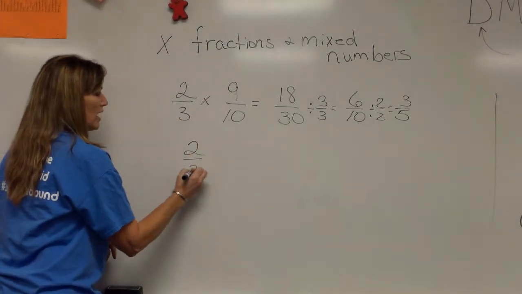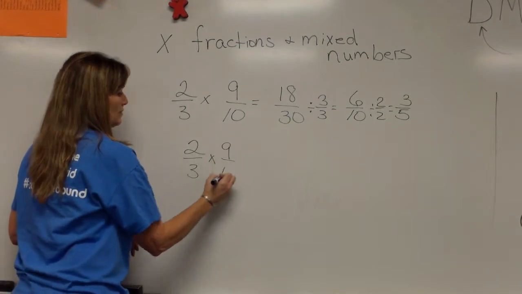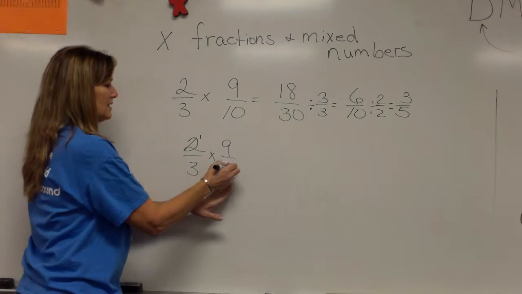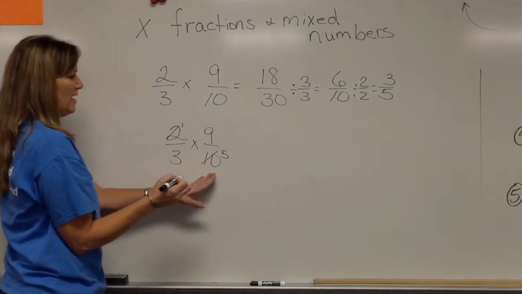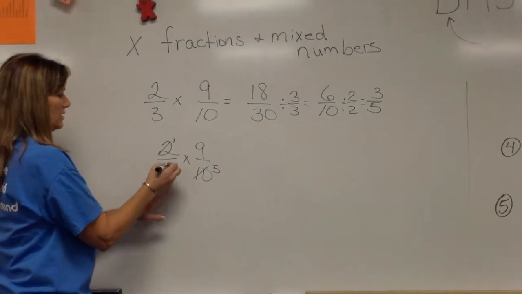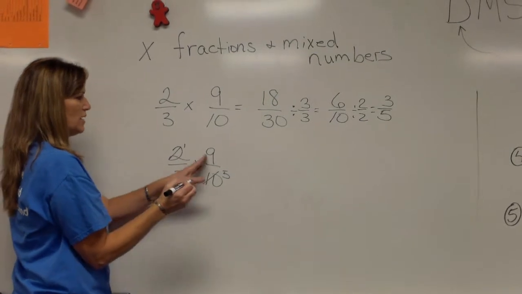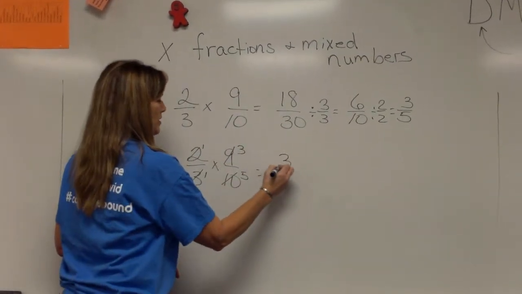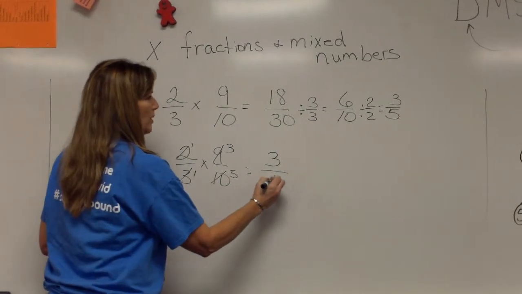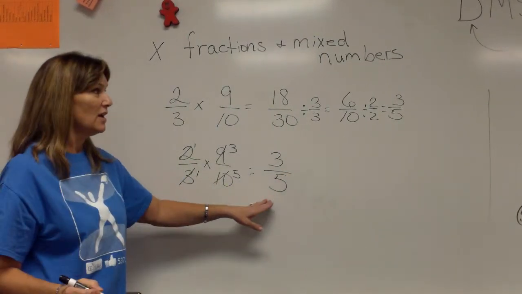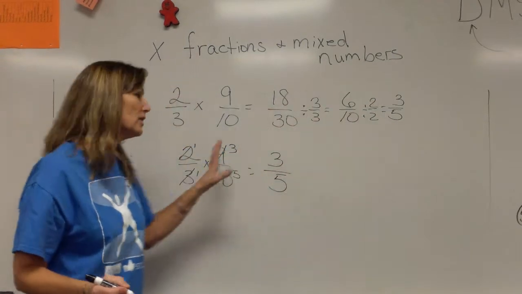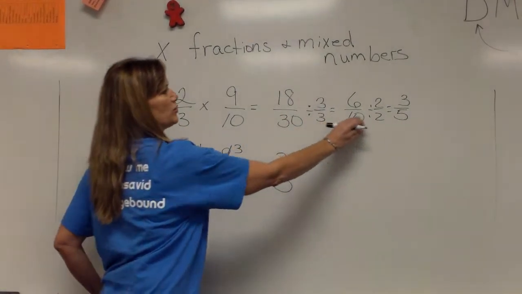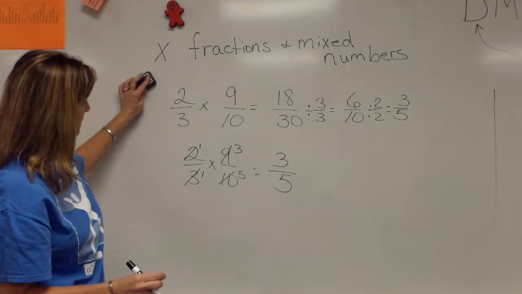Or, if I learn how to cross-reduce, make my life easy, 2 divided by 2 leaves me 1, 10 divided by 2 leaves me 5. Look at these. 3 divided by 3 is 1, 9 divided by 3 is 3. Multiply my top numbers, multiply my bottom numbers, 3/5. Again, I come out with the same answer, just I don't have to use quite as big numbers, and I'm not having to reduce as much.